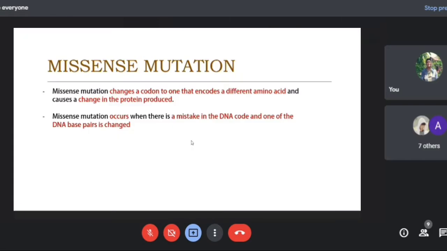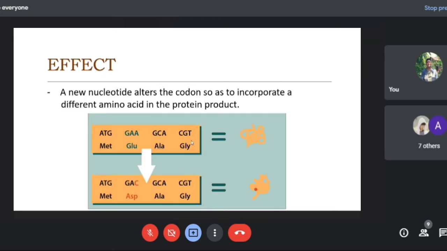Missense mutation. Missense mutations change a codon to one that encodes a different amino acid and causes a change in the protein produced. Missense mutation occurs when there is a mistake in the DNA code and one of the DNA base pairs is changed. The effect of missense mutation is a new nucleotide alters the codon so as to incorporate a different amino acid in the protein product.